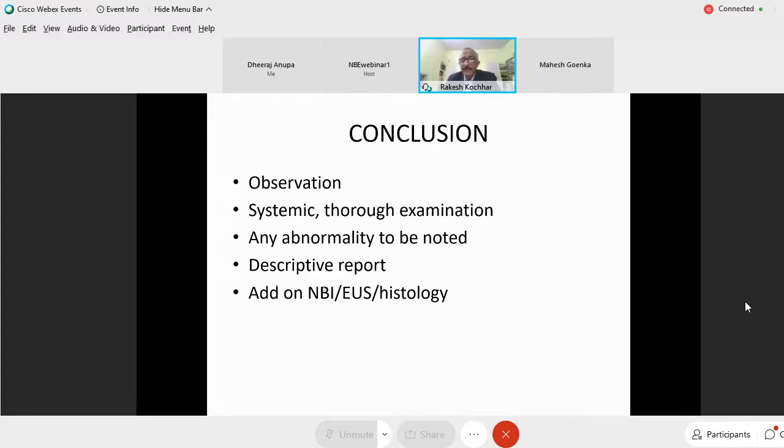And in cases like submucosal lesions or vascular lesions or Barrett, you may need to add NBI or EUS or at times histology. So thank you very much for your patient hearing.